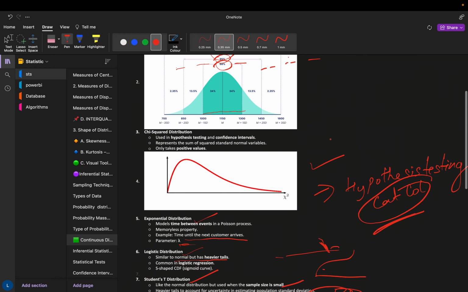What is the difference between probability distribution and probability distribution function?